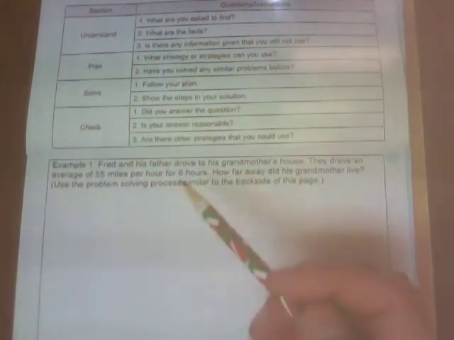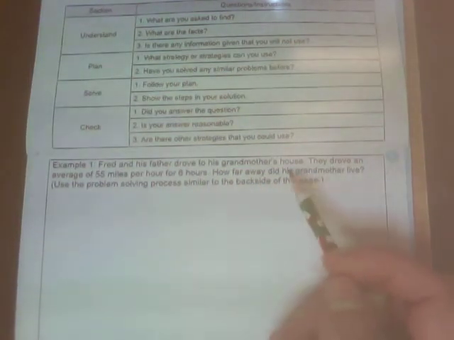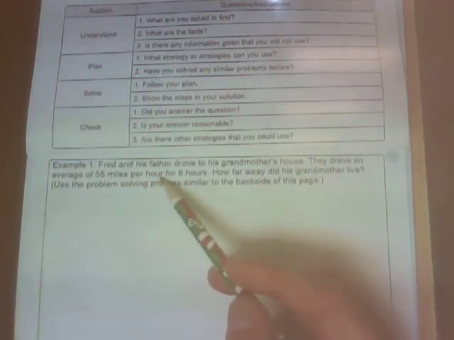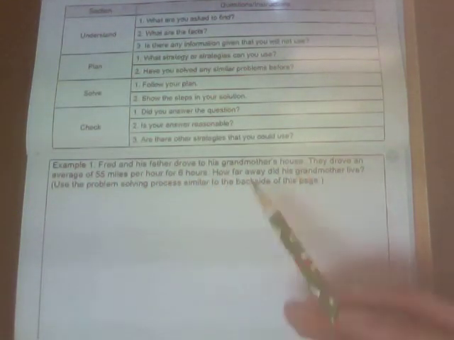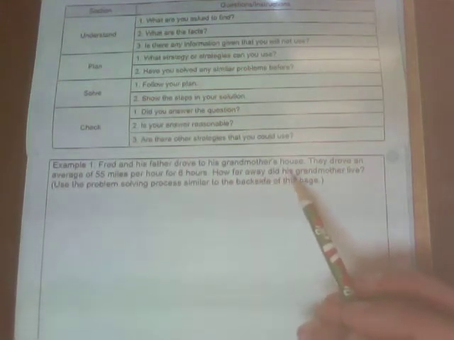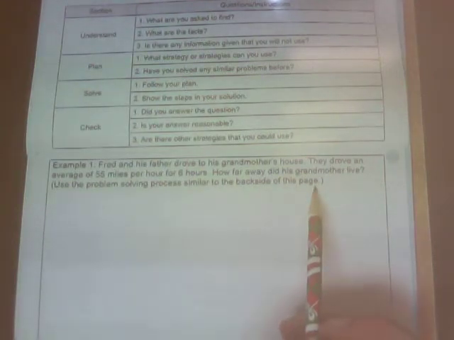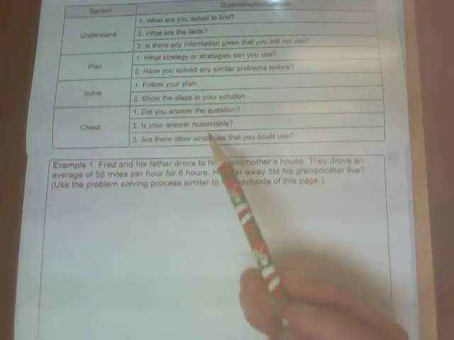Fred and his father drove to his grandmother's house. They drove an average of 55 miles per hour for 6 hours. How far away did his grandmother live? Use the problem-solving process similar to the backside of this page. I have the backside of this page above right here so we can see all the steps.